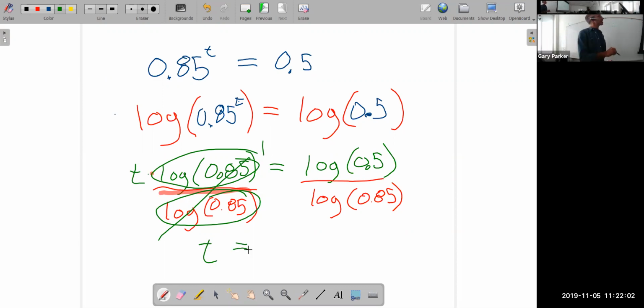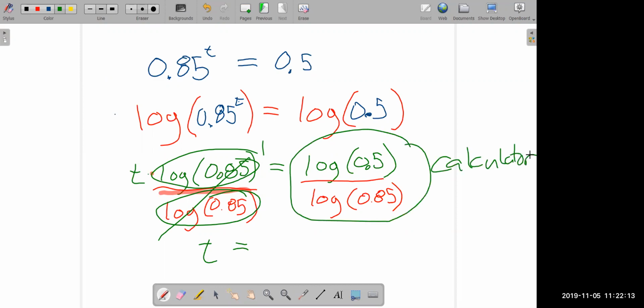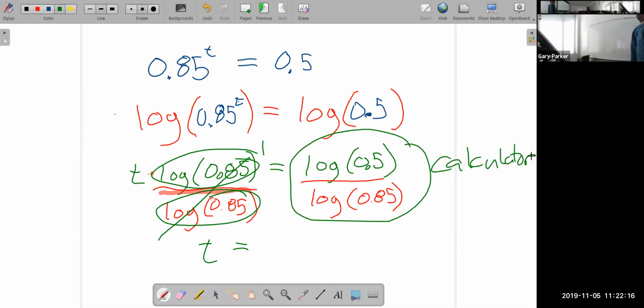Now on the other side, you might be tempted to cross those logs out. That's totally illegal. It's not allowed. At this point, I have to enter this into my calculator, because they're not the same. Okay, so try to type that into your calculator. Let's see if we can agree on what that should be. Important thing about your calculator when you type that in is your parentheses start and end in the right spots. So try typing that in, and then I'll type it in, and let's hope we match.